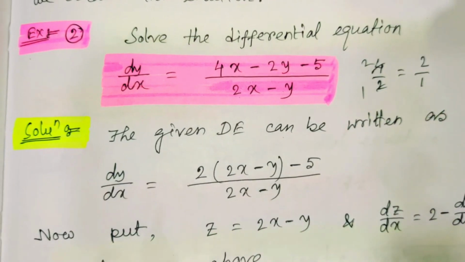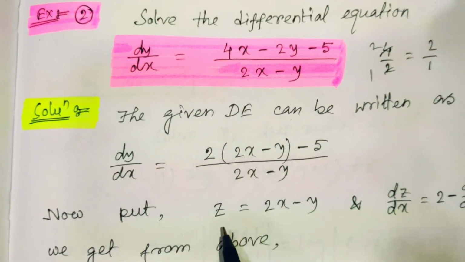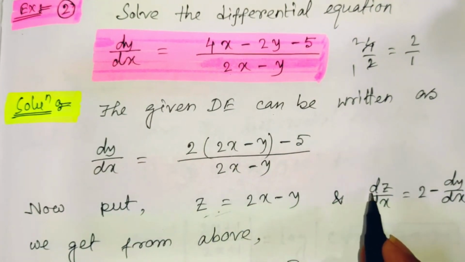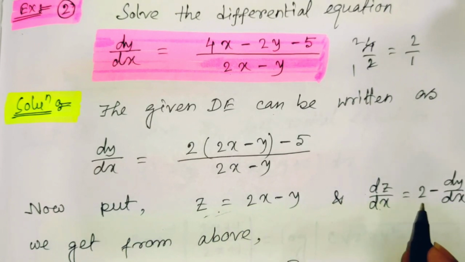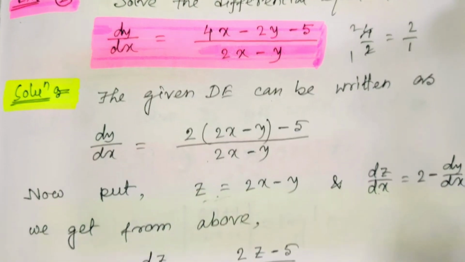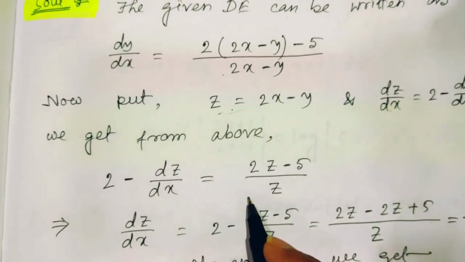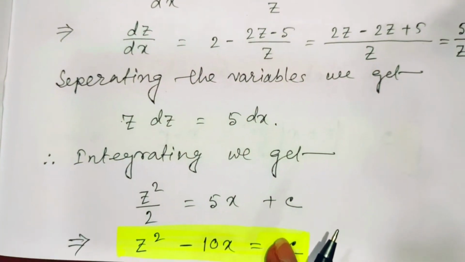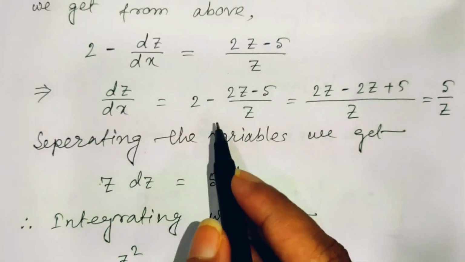Accordingly we simplify and take z is equal to 2x minus y. After that if we take the derivative of this, we find dz by dx is equal to 2 minus dy by dx. Now substituting these values of dy by dx and z in this equation, we find the equation as this one, and after simplification we shall find the equation in the form of this one.